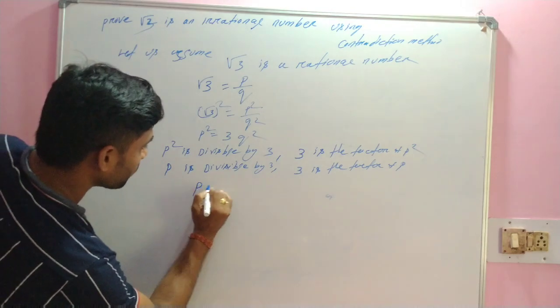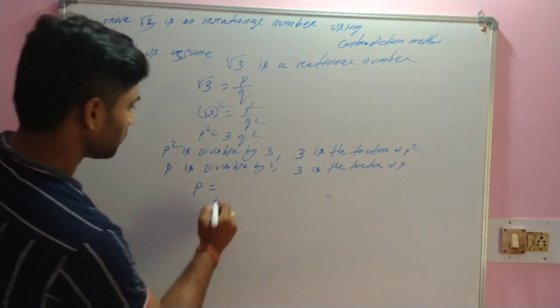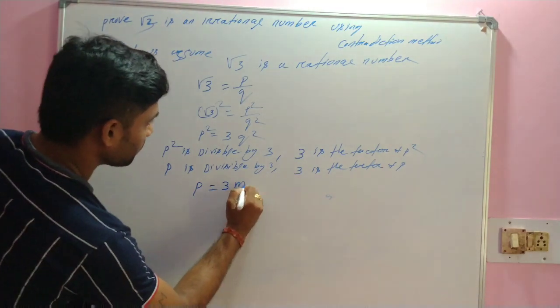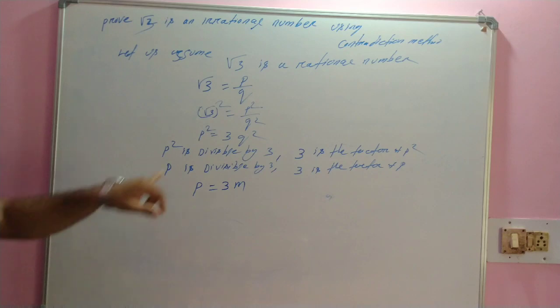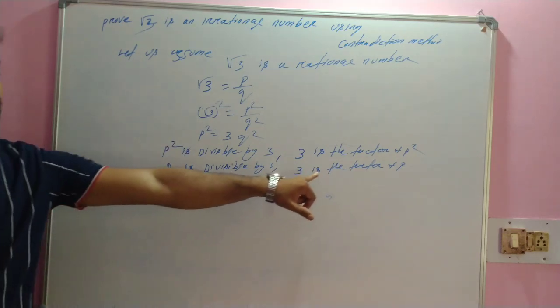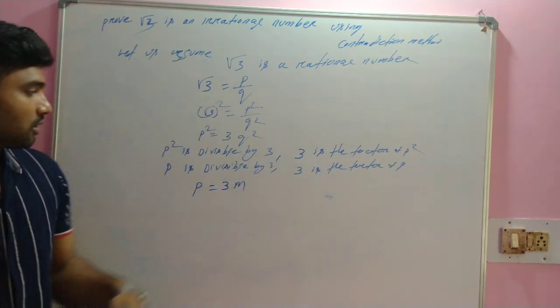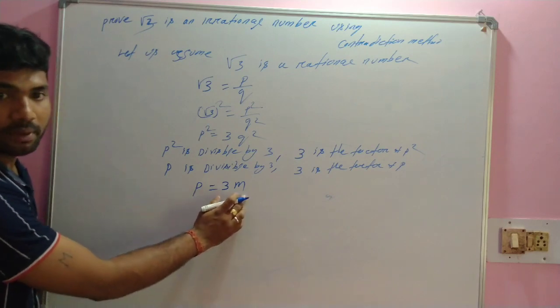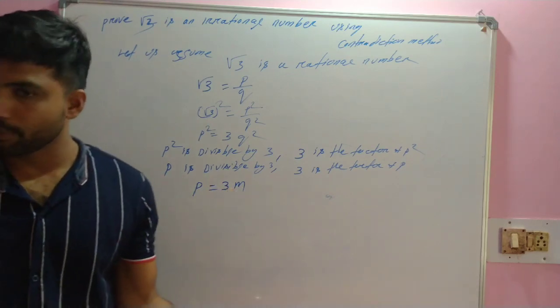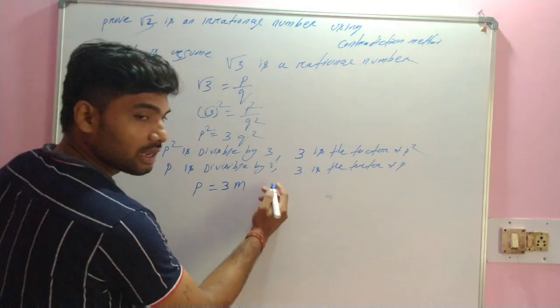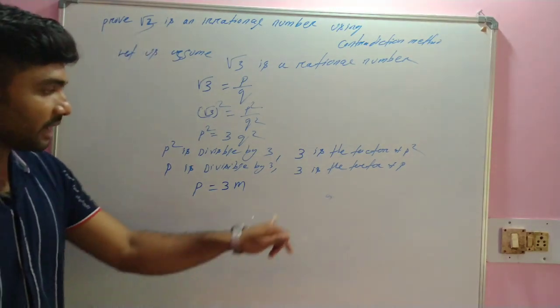Let P equal 3m, because P is divisible by 3. If P equals 3m, obviously P is divisible by 3. Here m is any natural number, or any integer.